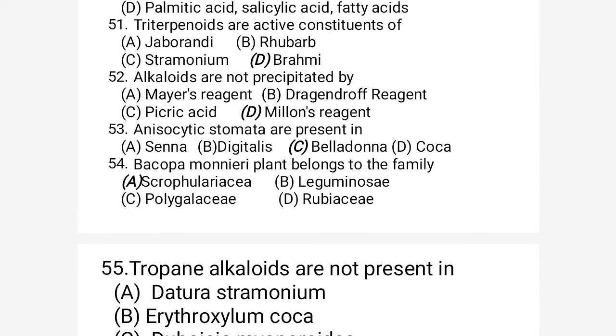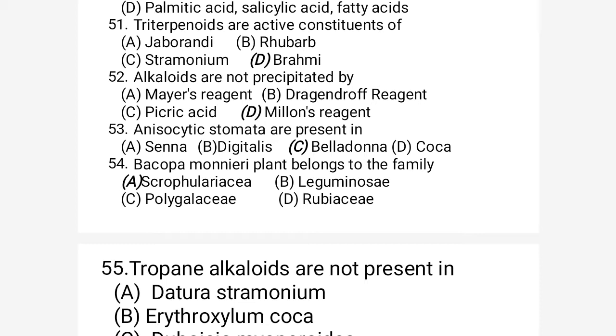Next, question 51. Triterpenoids are active constituents of, so triterpenoids are obtained from which part, basically. Option A is jaborandi, option B is rhubarb, option C is stramonium. Rhubarb and stramonium do not give any triterpenoids, only brahmi is the option. Brahmi can give the triterpenoids. Triterpenoids contain the isoprene unit in their structure, like diterpene, triterpene, pentaterpene, tetraterpene. Triterpene is present in brahmi only.